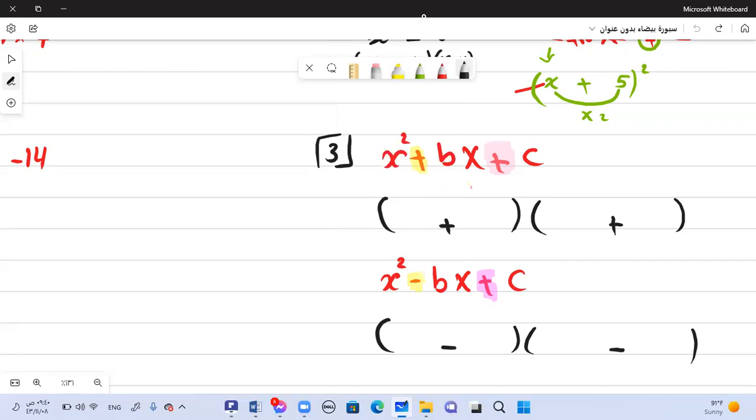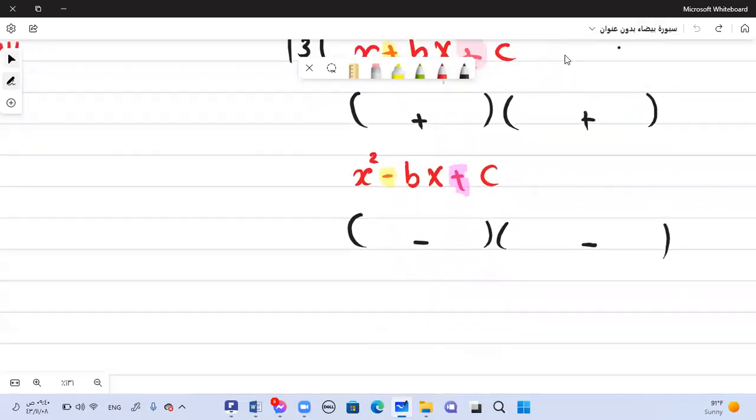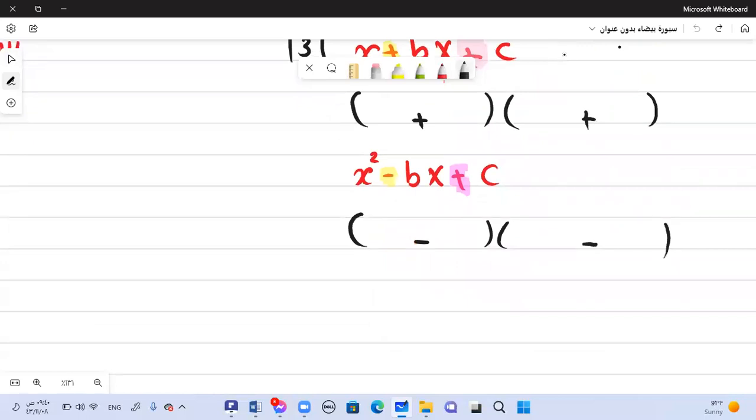Another case, I will tell you now. Okay, I will give you an example about this idea as a revision. This part is a revision before we start ax squared plus bx plus c. We should remember this idea before we start the second part.